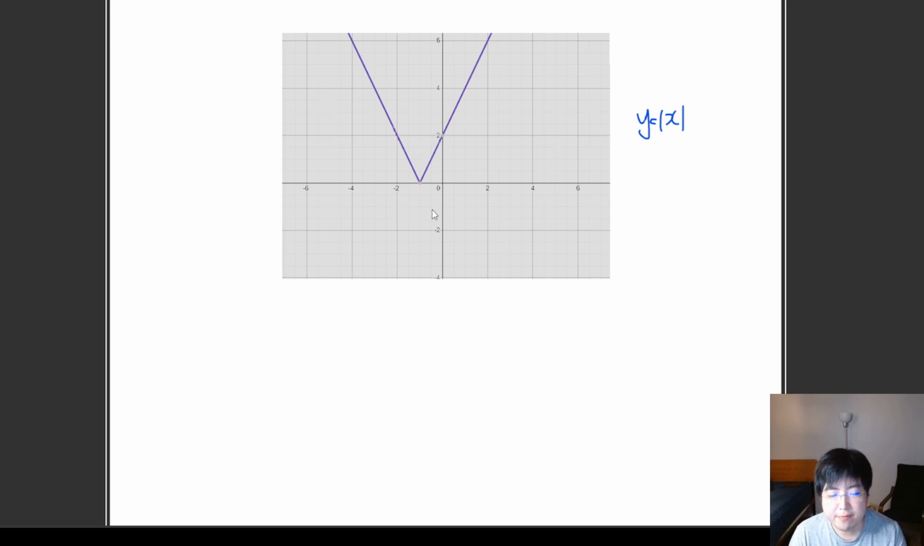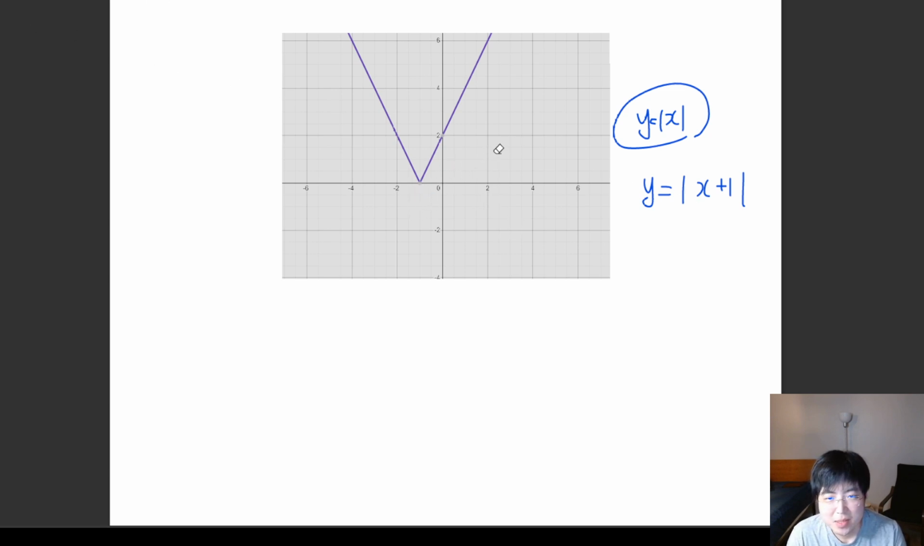Now if you look at this graph, as you can see, the vertex, this pointy end, shifted from 0 to -1. So it shifted left by 1 unit, so we need to add 1 to x in this function. So first we can tell y is absolute value of x plus 1. Sorry, I said subtract 1 there, it's x plus 1. And it didn't shift up or down, so we don't need to add any number to the entire function.